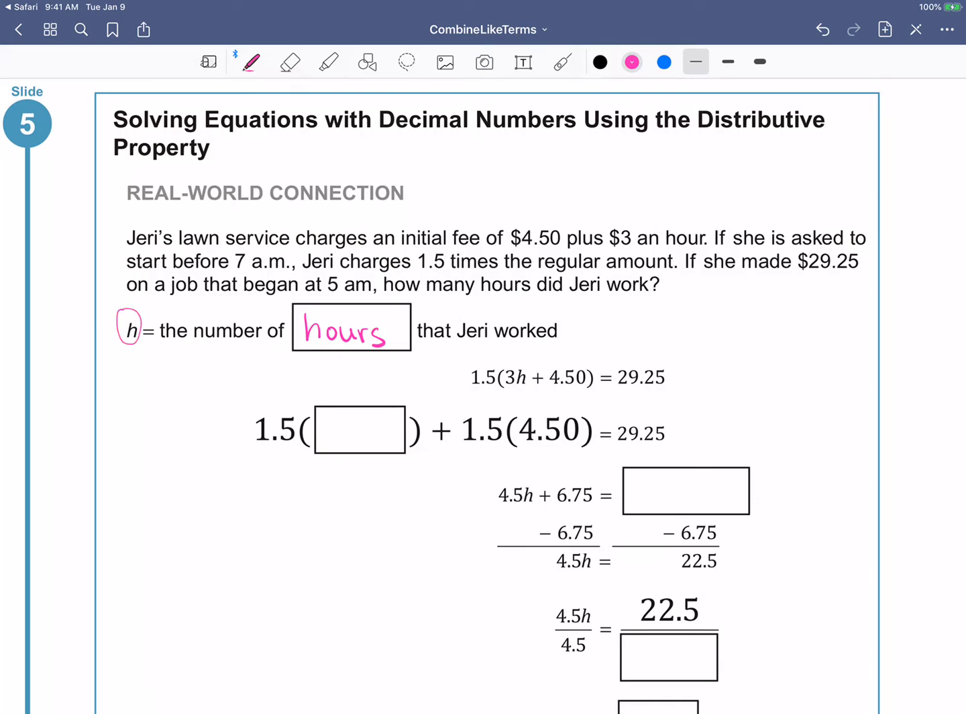So we have 1.5, and then, so actually here's the start of our equation, right? So they tell me it is $3 an hour, right? Plus her base, which is $4.50. And then it's going to tell me that she also charged 1.5 extra, right? Because she started before 7 a.m. So that's all going to equal $29.25.